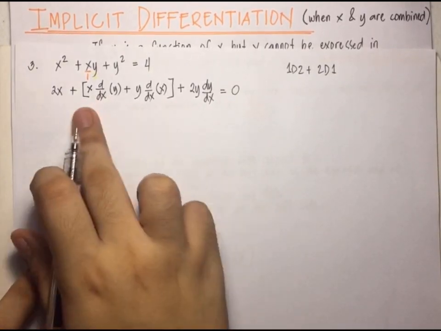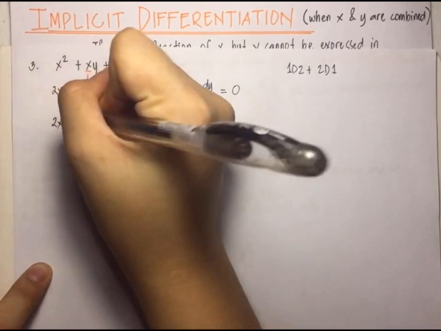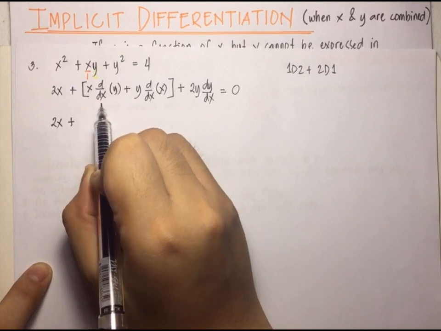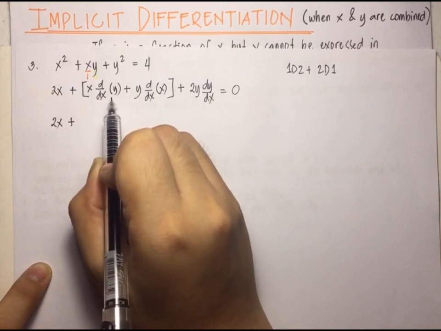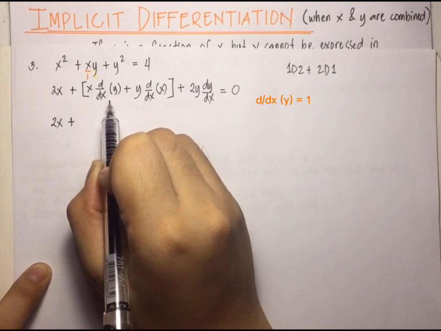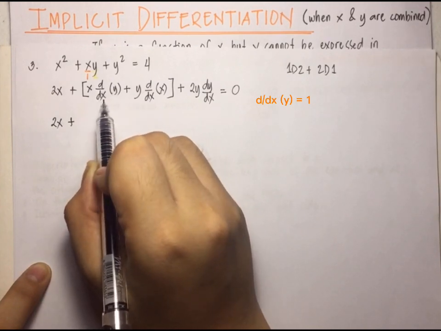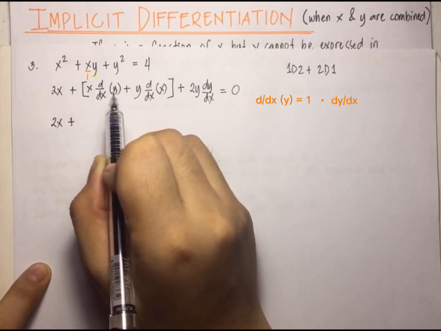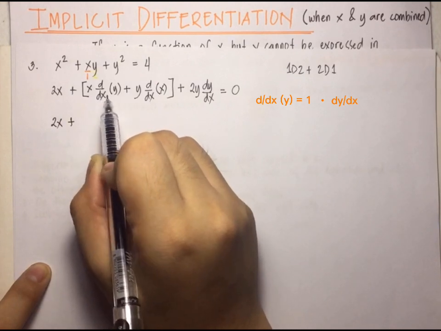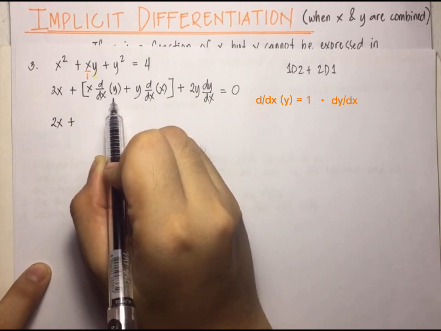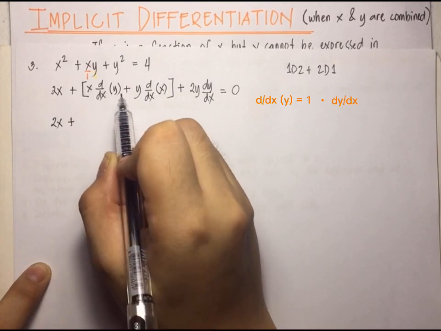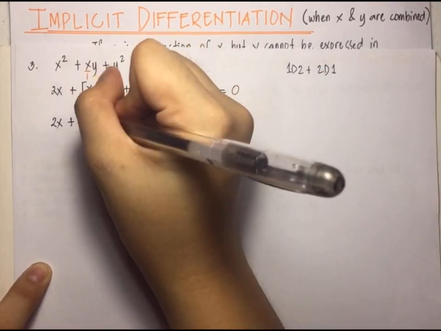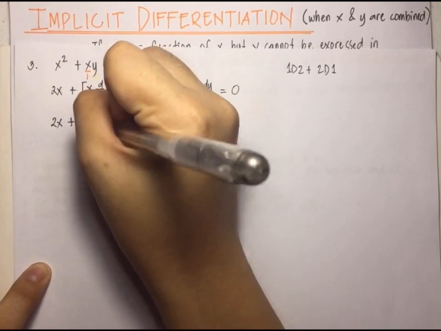Now let's simplify this part here. Copy 2x plus x times derivative of y with respect to x. Now the derivative of y is 1 by applying identity function rule. However, since we are looking for the derivative of y, do not forget to multiply it by dy over dx. So 1 times dy over dx is just dy over dx. So we have x times dy over dx.